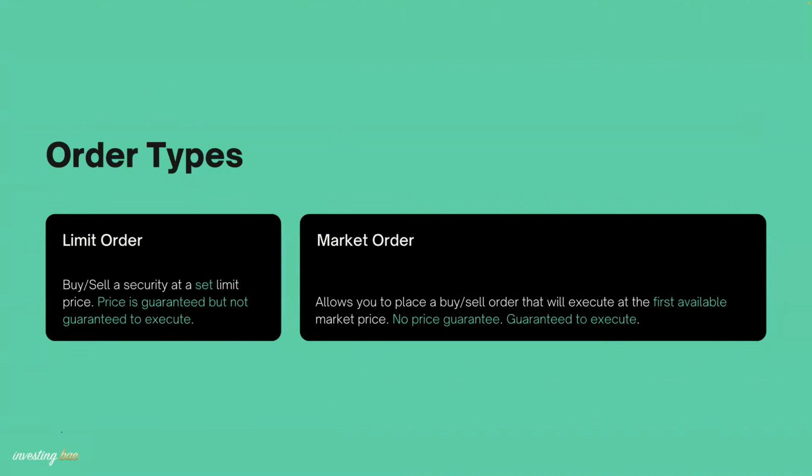All right, so there's 2 order types. You have limit and market. Again, depending on what you're trading, that's how you kind of lean into which order type, right? So for your limit order, this lets you buy or sell a security at a set price. The price is guaranteed, but execution is not guaranteed. So your order may or may not go through. On the flip side, you have your market order, which allows you to buy or sell at the first available market price. You're guaranteed to execute, but you're not guaranteed your price.